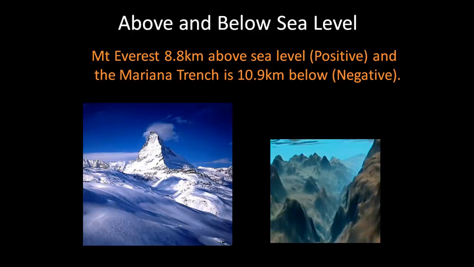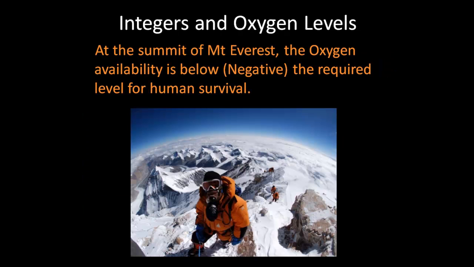Mount Everest is the highest point above sea level at positive 8.8 kilometers, while the Mariana Trench, which is in between Australia and Japan, is the lowest point on Earth, which is minus 10.9 kilometers under the sea. Of course, when you get to the top of Mount Everest, the oxygen level is negative. It's underneath what is required to sustain human life, so they have to use oxygen tanks to make the final ascent to the top of Everest.